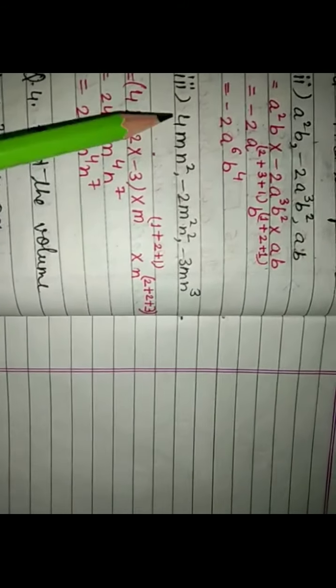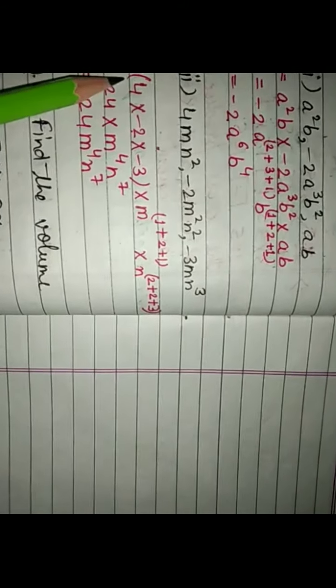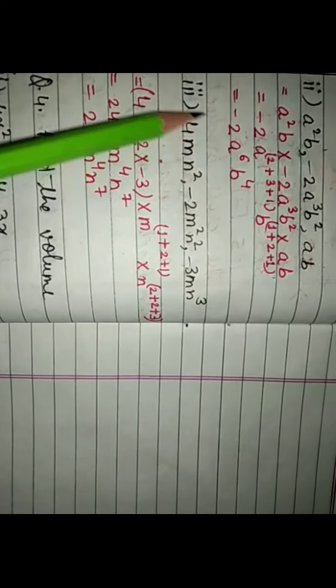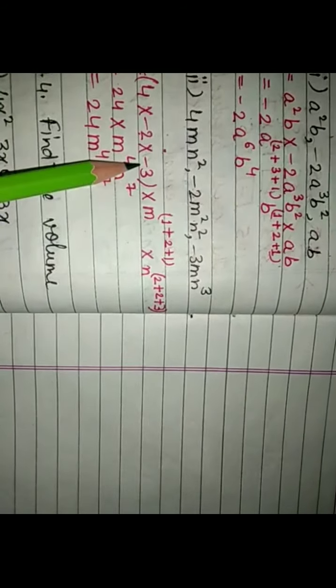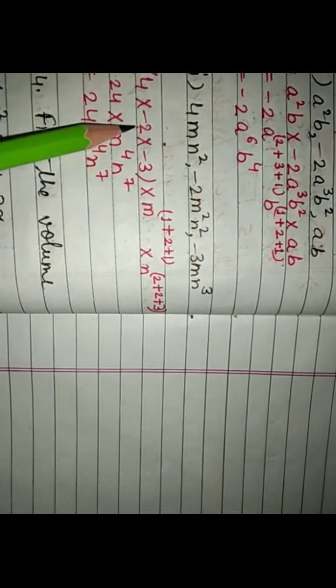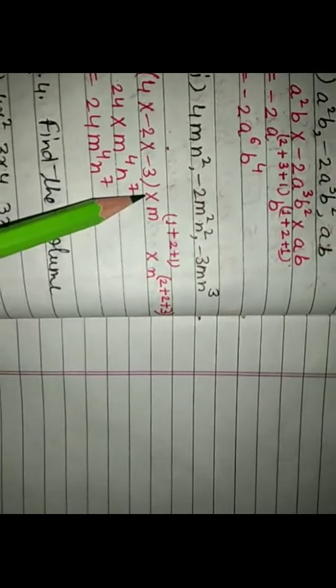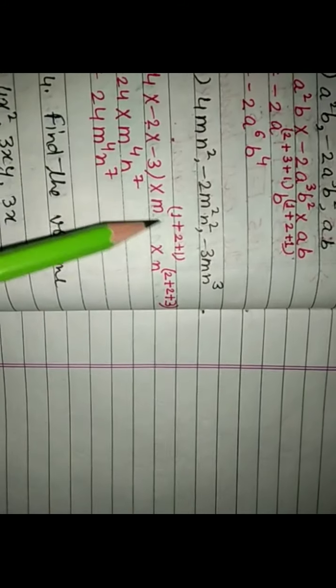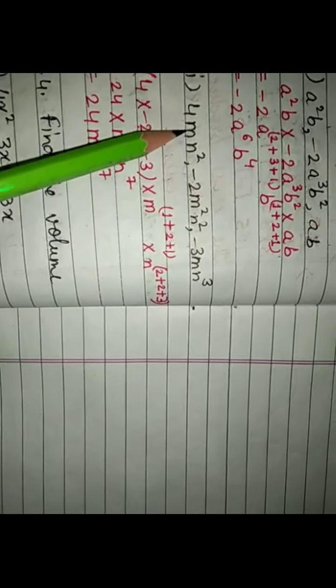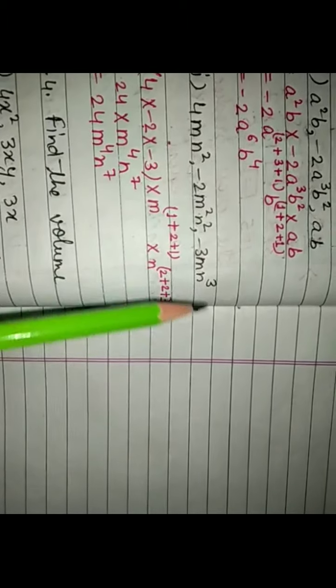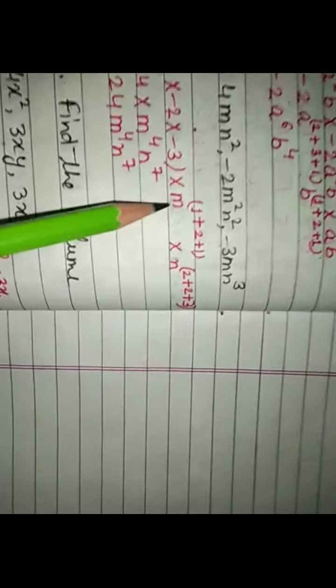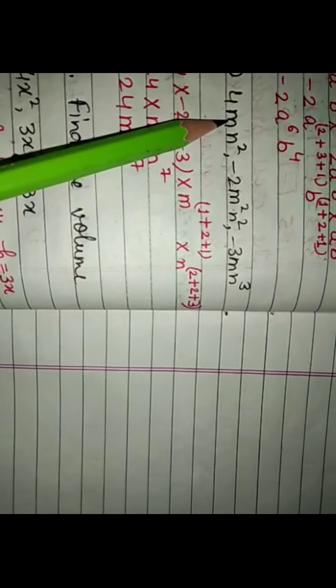So I wrote all the numerical values in one bracket. So 4 multiply minus 2 multiply minus 3. Then it's the turn of the variable. So m to the power 1, m square, and m to the power 1 again.